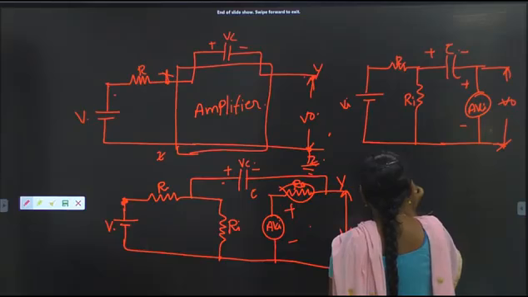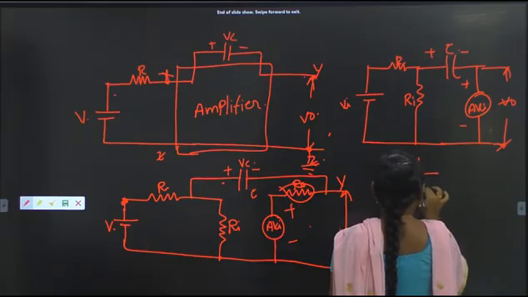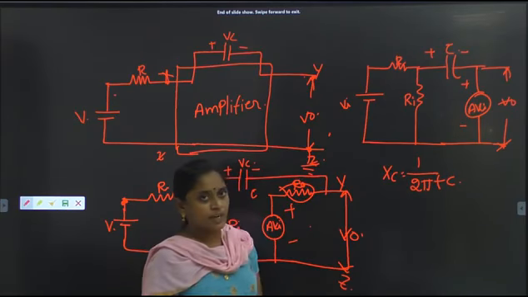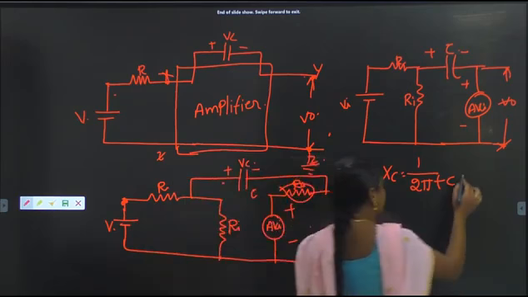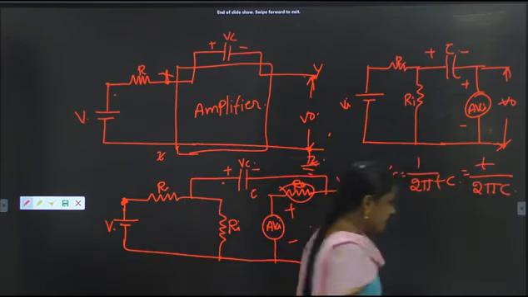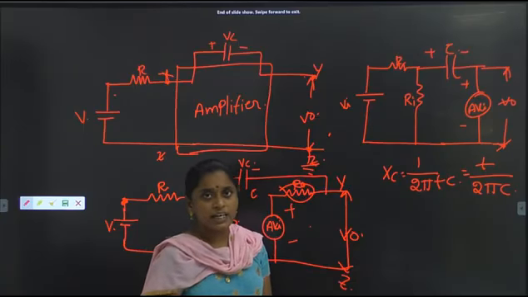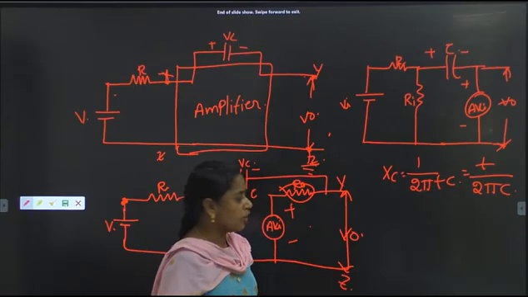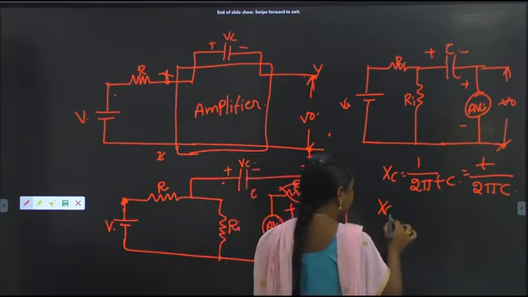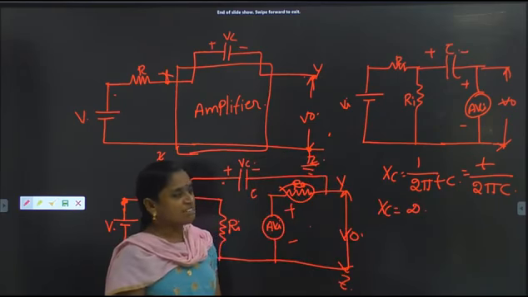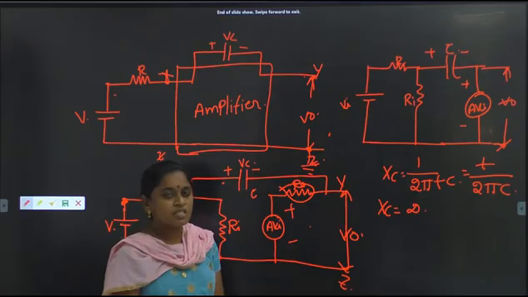What is the reactance offered by the capacitor? X is equal to 1 by 2 pi Fc, and as we know, F can also be written like this, that is T by 2 pi C. At steady state condition, we have to take F is equal to 0 or T is equal to infinite. At T is equal to infinite condition, what is the Xc? Xc is equal to infinite. When Xc is equal to infinite, what is the condition of the capacitor? The capacitor can be replaced with an open switch.